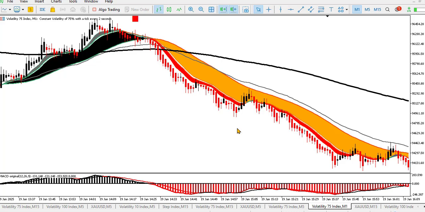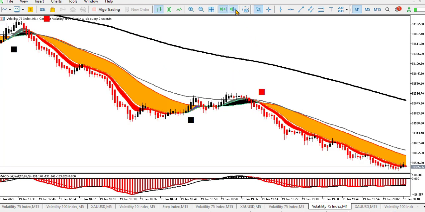I have combined a few indicators together to come up with this winning strategy for MetaTrader5. I know a lot of people have been asking me to make a video for a MetaTrader5 strategy, and here is the MetaTrader5 strategy. Make sure you follow me closely as I explain how to use this profitably.